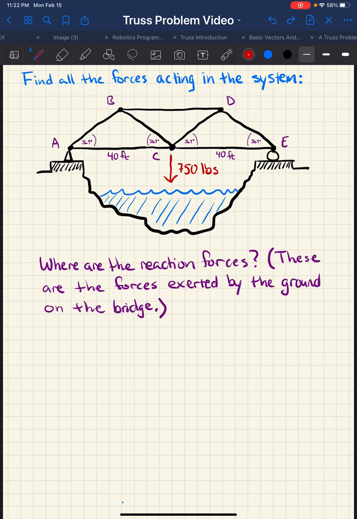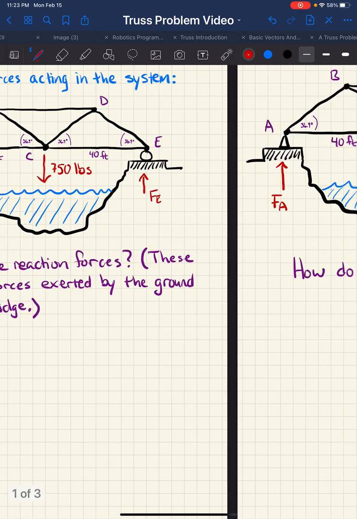So what are the reaction forces? These are the forces that are exerted by the ground on the bridge. We have a load of 750 pounds here at C. So there's going to be a reaction force at E and a reaction force at A that are pushing up. It's the ground pushing up because those have to counterbalance the load C to keep the truss in static equilibrium.